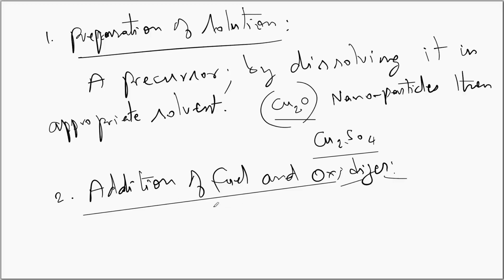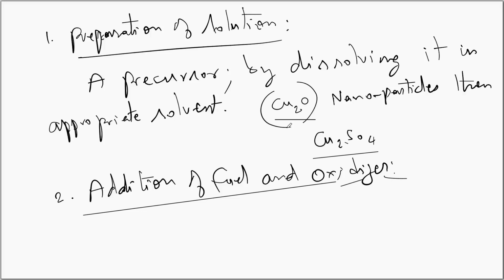Why do we need to provide fuel and oxidizer? Because the method involves combustion. Combustion takes place with the help of certain fuel. So we need fuel. In order for the combustion to take place, we also need some oxygen. So we have to add fuel and oxidizer to the solution so that when its temperature is raised, we can notice a combustion taking place in the material.